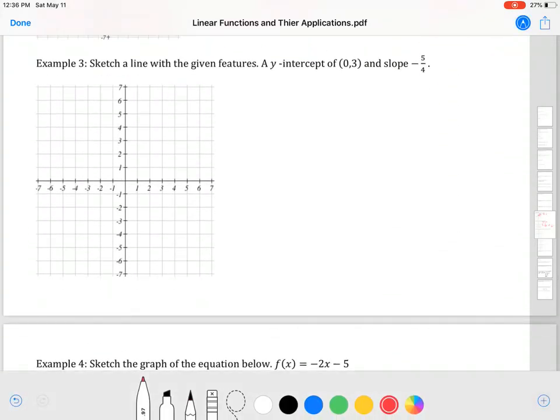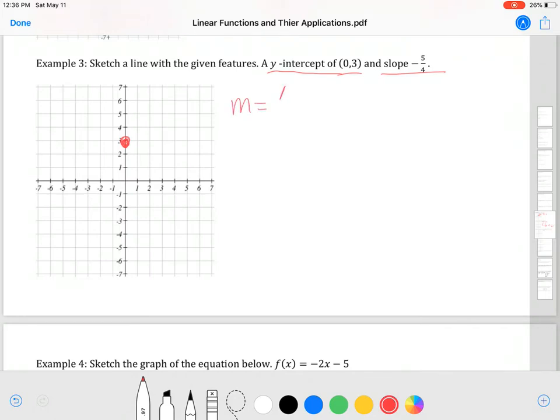Okay, example 3 says sketch a line with the given features. We want a y-intercept of (0, 3), and we want a slope of -5/4. Well, if I have a y-intercept at (0, 3), that means on the y-axis, I have a point at 3. So for sure, I know I have that point right there. And then I need to use the slope to find additional points so I can draw my line.